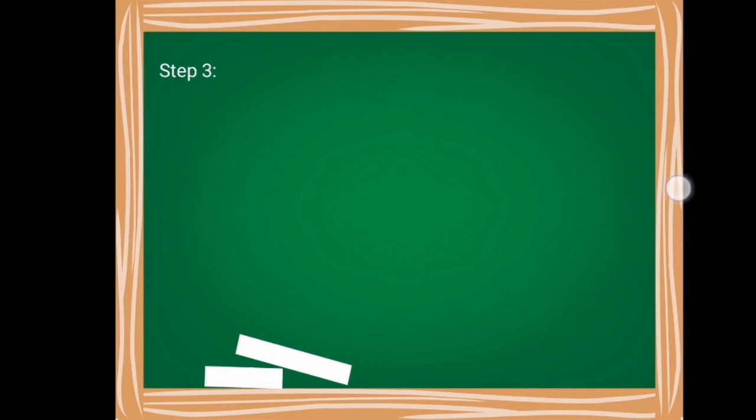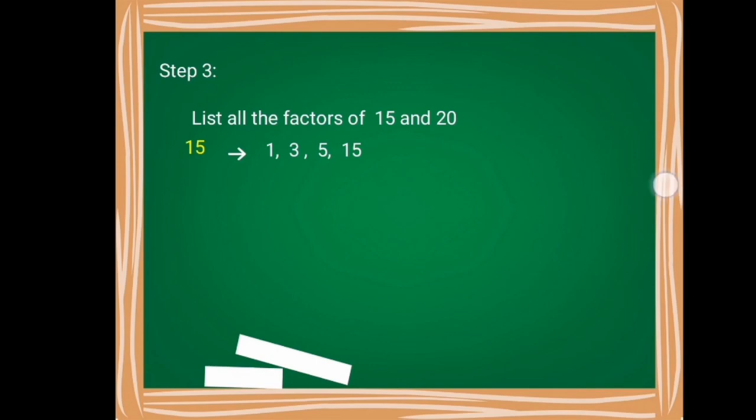Step 3, list all the factors of 15 and 20. Sa 15, we got these factors: 1, 3, 5, and 15. And sa 20, we got these factors: 1, 2, 4, 5, 10, and 20. Anong meron silang number na pareho?